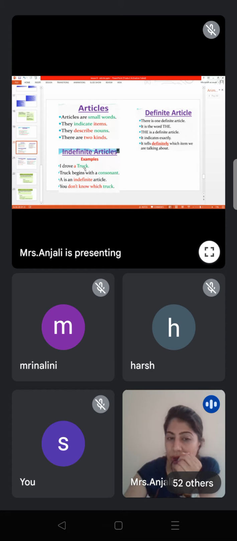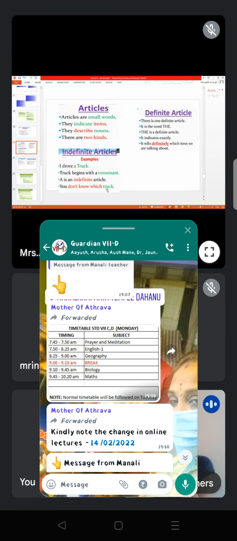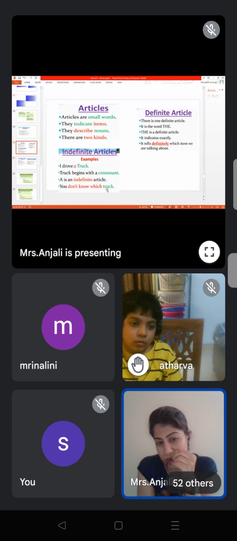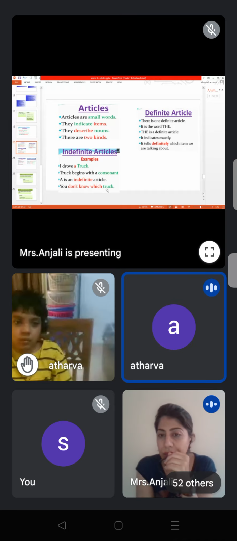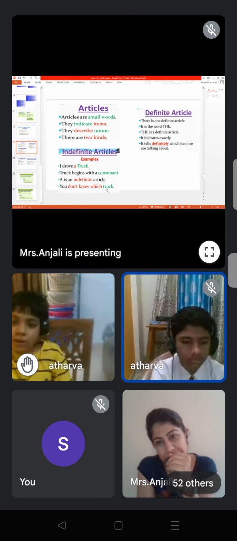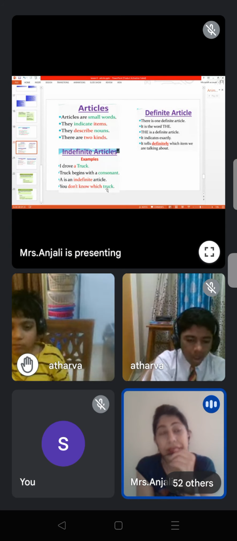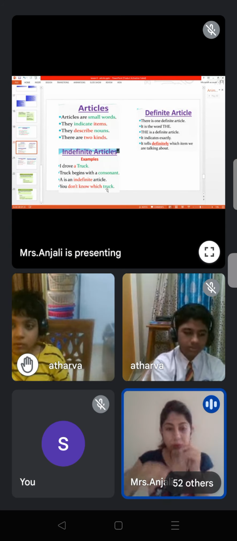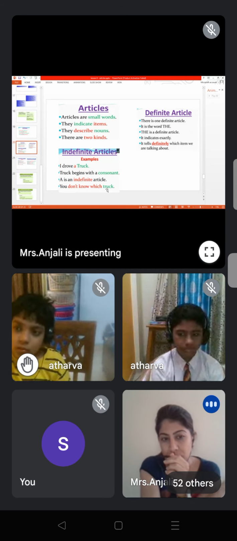Now we are talking about a truck. I drove a truck. Truck begins with a consonant. It is an indefinite article. Which truck are we talking about? I drove a truck. Did I mention any specific truck? I drove the Mercedes. When I'm talking about my Mercedes, it is only told truck. Why not drive? I drive is when you are saying I am doing it now, the activity. This is I drove a truck. Yesterday I drove a truck, so it becomes past tense.